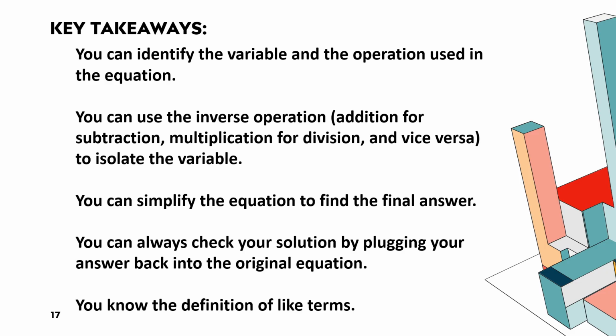Congratulations! You've unlocked the secrets of one-step equations. Remember, these equations are like puzzles, and you've mastered the art of isolating the variable to find the missing piece. Key takeaways: you can identify the variable and the operation used in the equation. You can use the inverse operation, addition for subtraction, multiplication for division, and vice versa, to isolate the variable. You can simplify the equation to find the final answer.